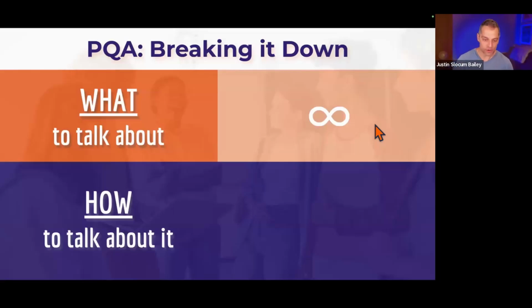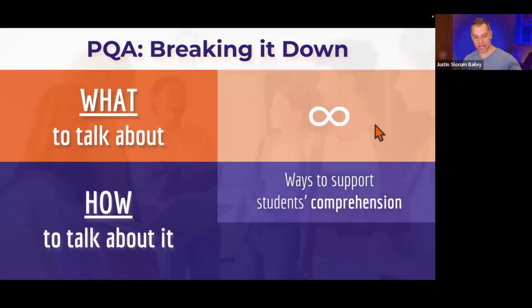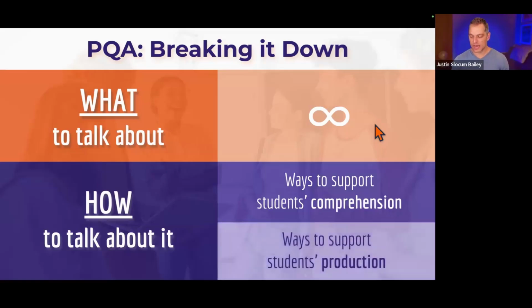The other half that we need to know is how to talk about it. And on this half, I want to help us on how do we support students' comprehension? Because interpersonal communication has a comprehension element and a production element, right? So how can we help students understand during that interpersonal communication process? And how can we help students produce? How can we help students communicate productively, in this case, orally? So in order to make this a bit more concrete, and so that I'm not just talking at you the whole time, we're going to make this a bit more interactive using the chat.